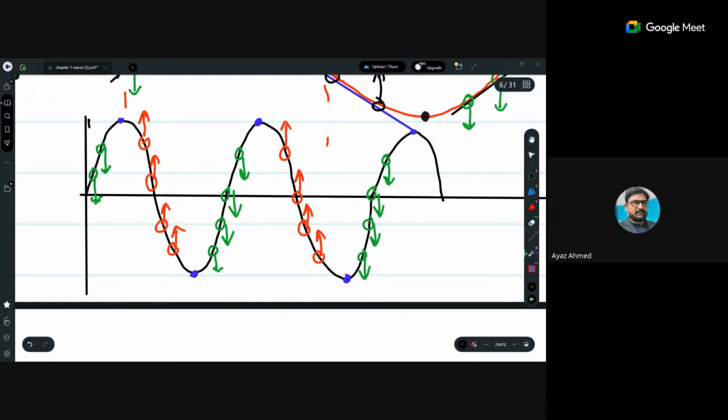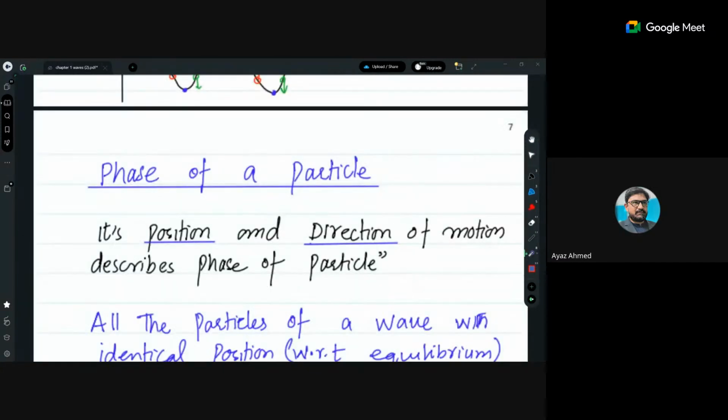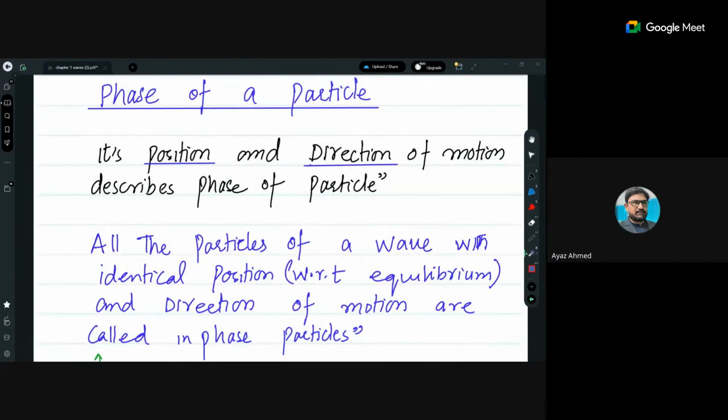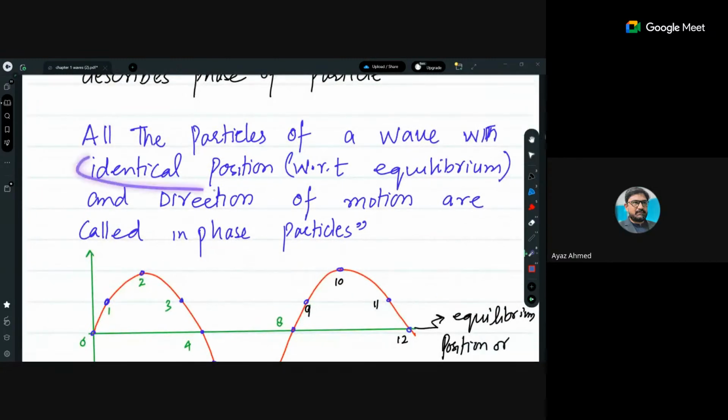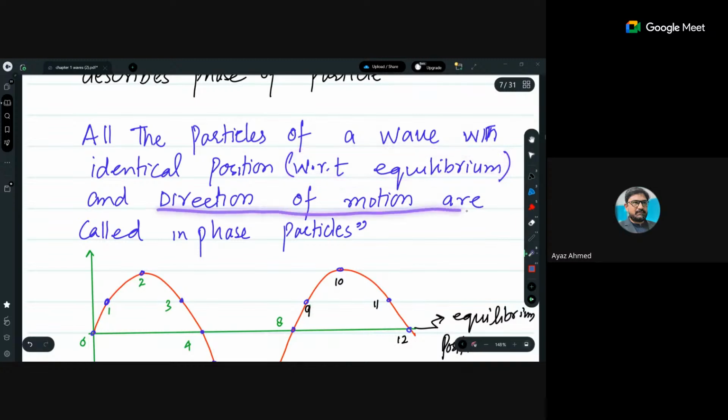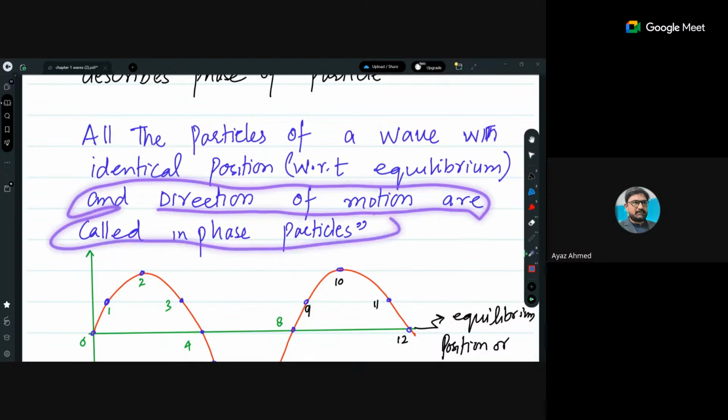So by this process I would like to reach the topic of phase of a particle. Phase of a particle is position and direction of motion. Both describe the phase, whether the particles are in phase, whether the particles are out of phase, etc. So all the particles of a wave with identical position, with respect to equilibrium position, and direction of motion are called in phase particles.